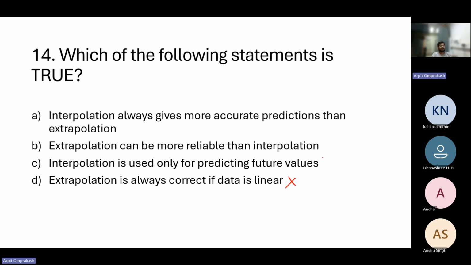Interpolation is used for predicting future values. That is wrong. Interpolation is used to predict values that are in between your data, not future or past. Extrapolation can be more reliable than interpolation. This is also false. Extrapolation is less reliable because we are more speculating, and in interpolation, we know what relationship is being followed across this range. So option A, interpolation always gives a more accurate prediction than extrapolation. That is the correct option. So the correct statement, the answer here will be option A.